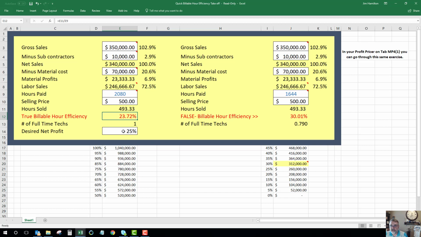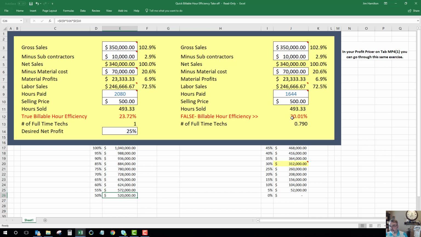Okay? So I hope that helps and clears things up. I did put a little things down here. I thought this is interesting. If you got a guy that's 100% and your selling price is $500 an hour and your material cost is running you about 20.6% on a job, this is going to be the sales if he's 100% efficient. That means he has to sell 2,080 hours. If he's 50% efficient, it means he has to sell 1,040 hours. He'll be bringing in this amount.